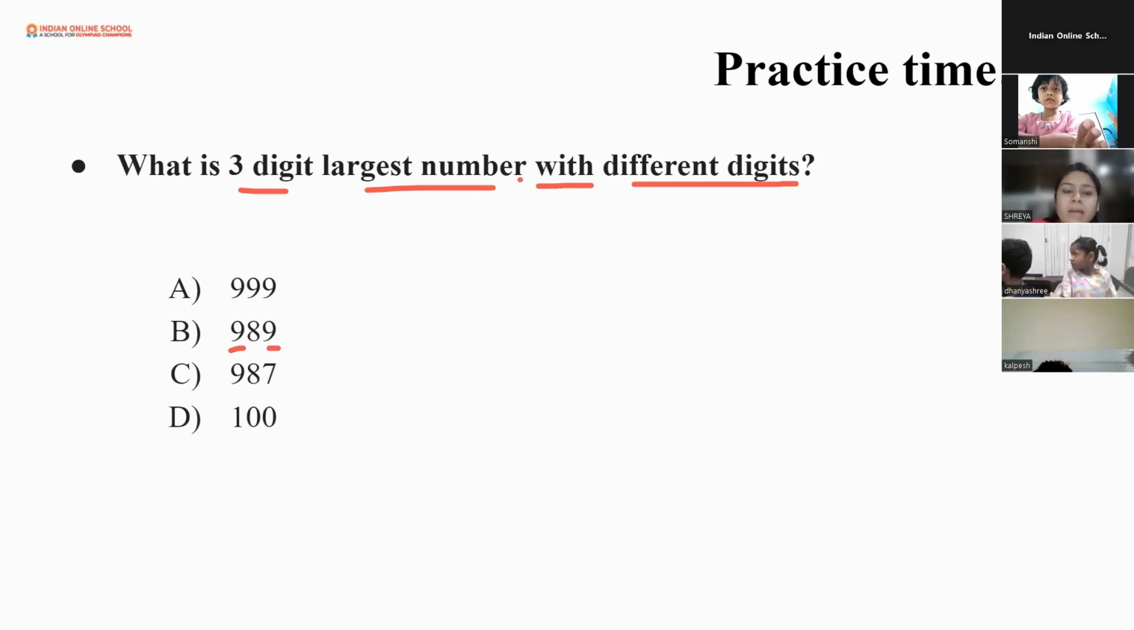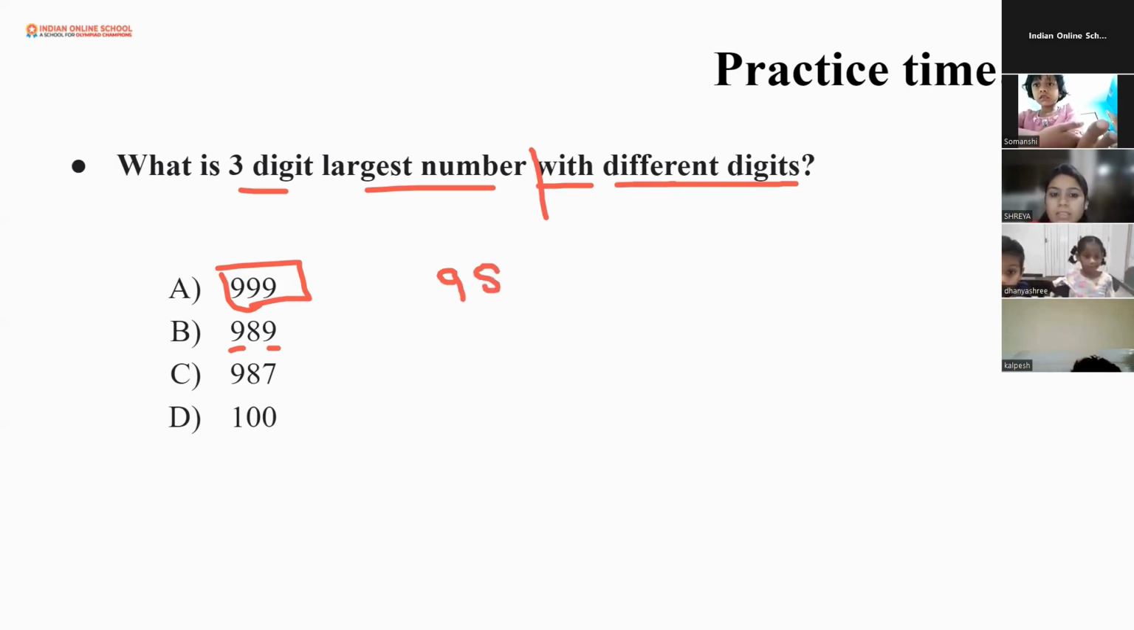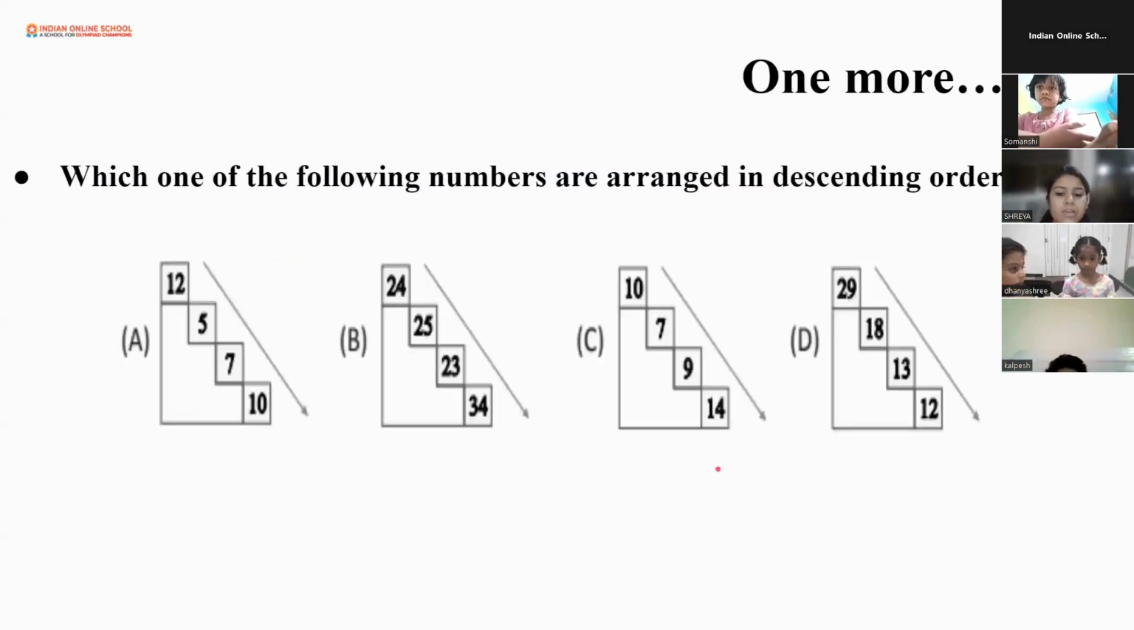If the question just mentioned the three-digit largest number, it would have been option A, 999. But there is a twist. It says with different digits. So different digits means the largest digit is 9. Then keep on arranging. The second largest digit 8. The third largest digit 7. So 987, option C is correct. Understood? Very good.